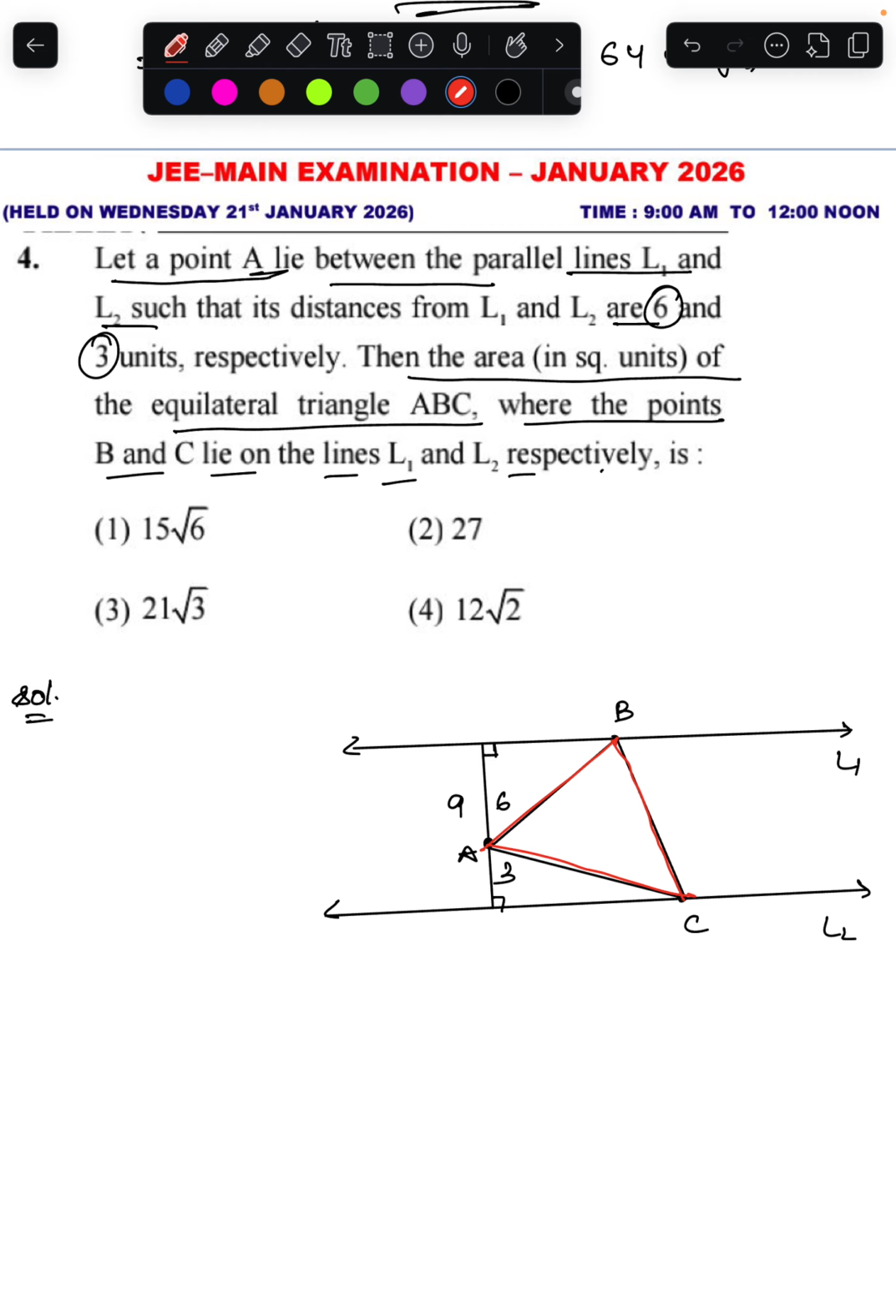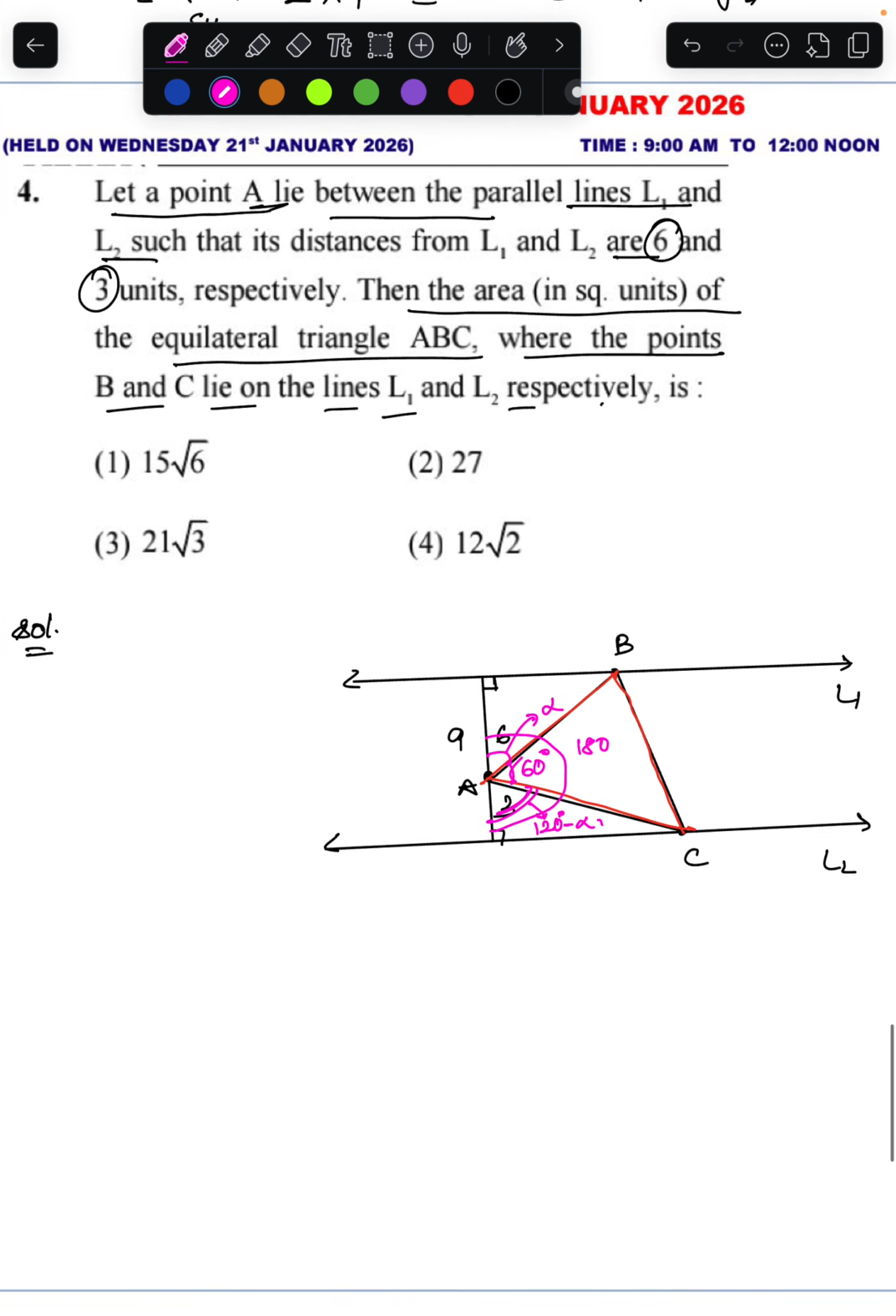As it is an equilateral triangle, each angle is 60 degrees. Let me mark this one. I will use simple trigonometry to solve this question. Let me say this angle is alpha. Now this total is 180, so can I say this angle is 120 minus alpha? Because 180 minus 60 minus alpha is 120 minus alpha.